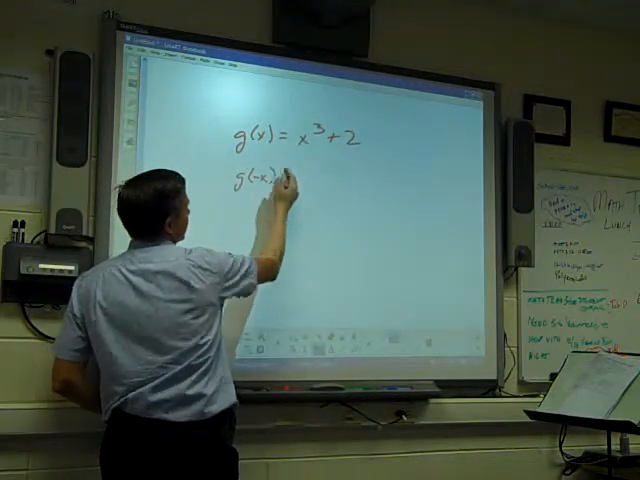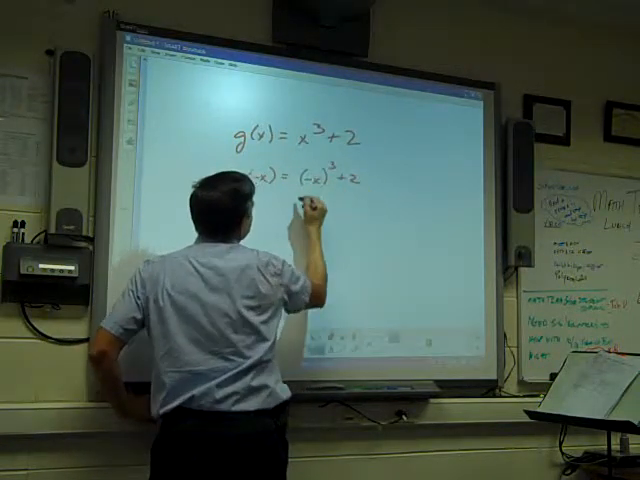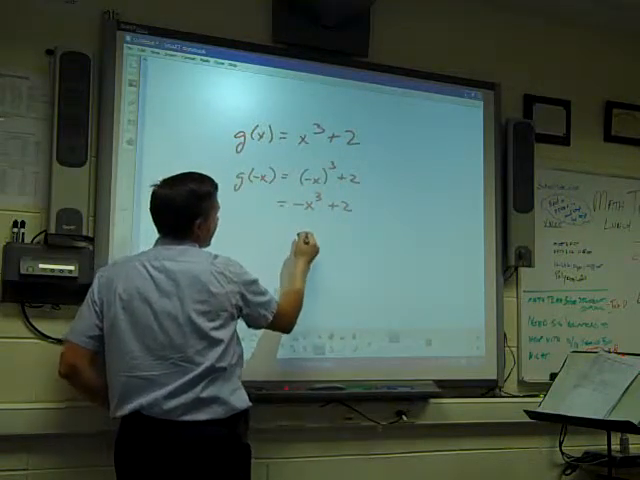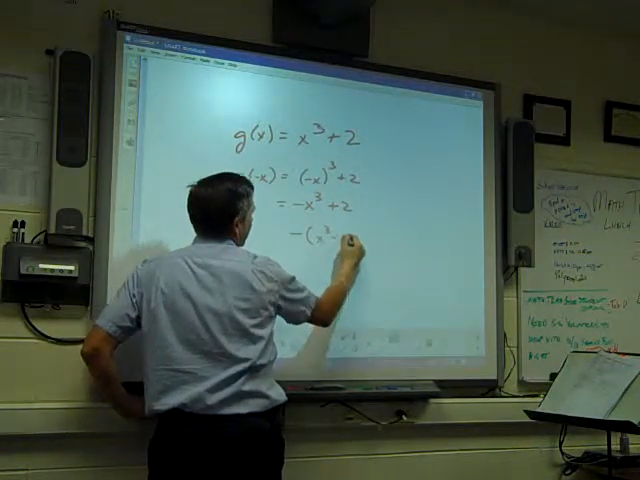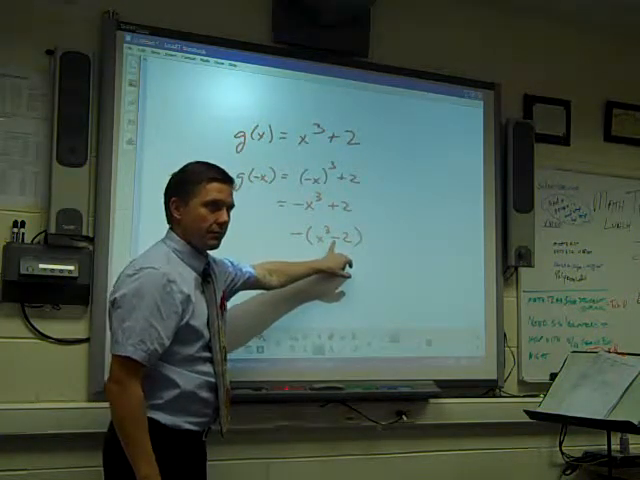g of negative x. If I plug in negative x, I get negative x cubed plus 2. If I want to see if it's the opposite of the function, I factor the negative out. Is it the opposite of the function? No. Why not?